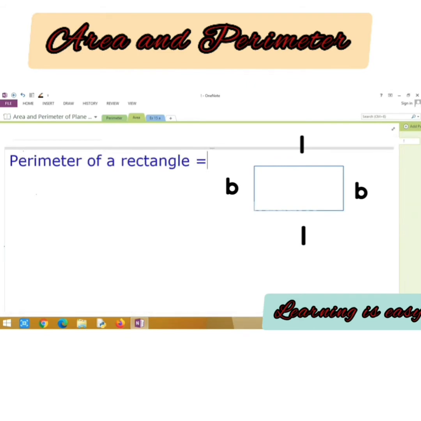A rectangle will have length and breadth. So perimeter is the sum of all the sides. Here it's going to be L plus B plus L plus B, which is 2L plus 2B. By taking 2 in common, it's going to be 2 into L plus B. So that's the formula of the perimeter of a rectangle.